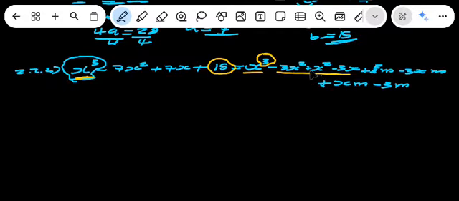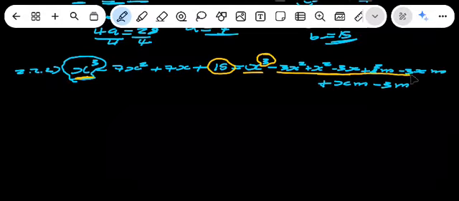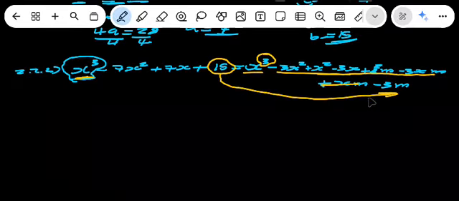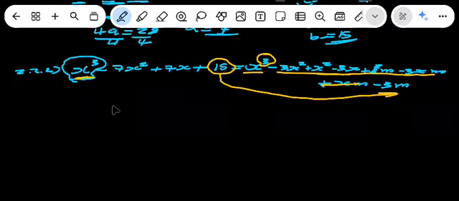Don't worry about all of what is inside. Compare the last with the last. The last we have is 15. You compare it with the last one, which is minus 3m. That is how you find this. 15 must be equal to negative 3m. The last must be equal.